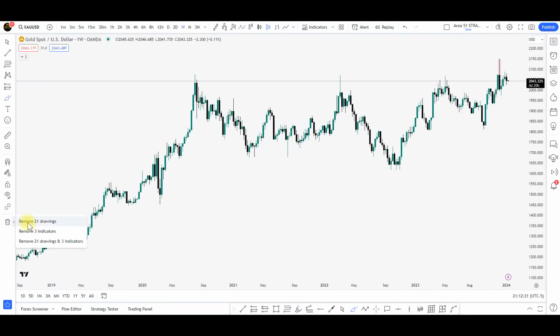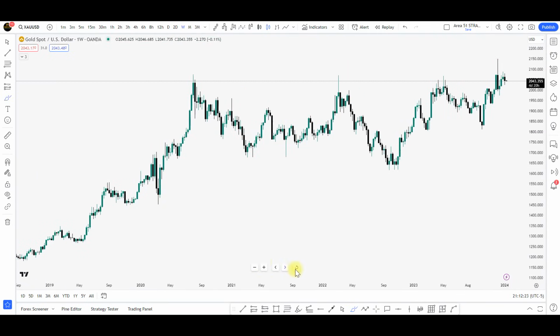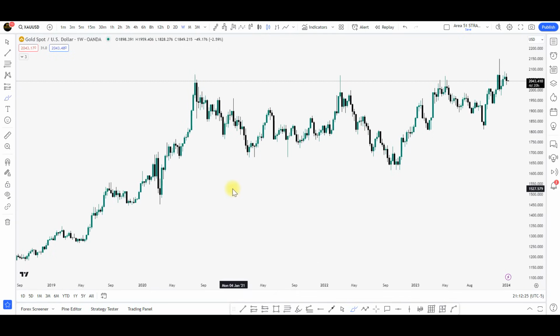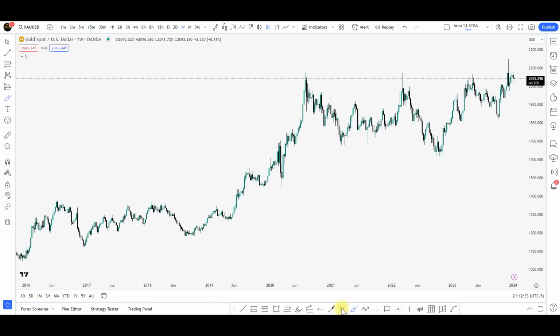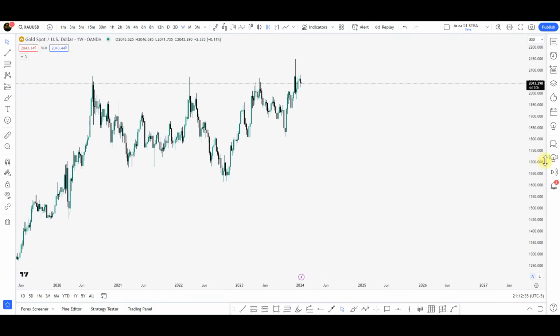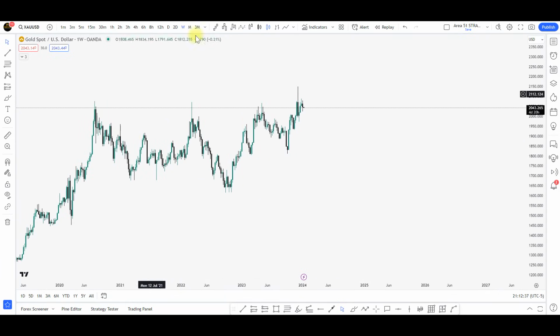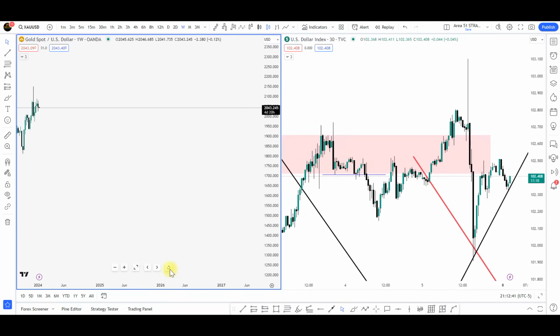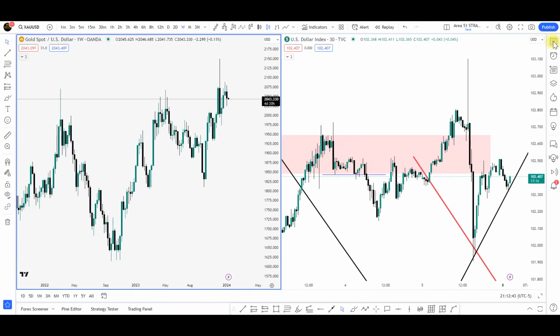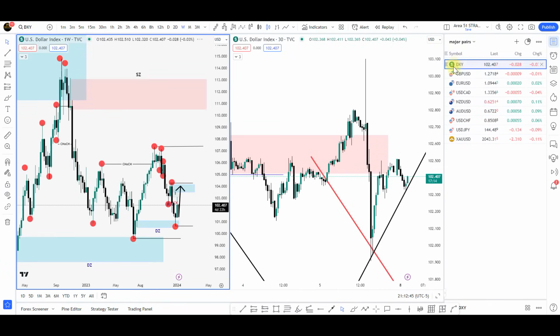So XAU USD, let me clean this out. Remember, if USD is strong, you'll be selling gold. If gold is strong, then you'll be selling USD. Let's look into this real quick. Let me just show you guys the big picture right here, okay? Okay, where is DXY? Right here.